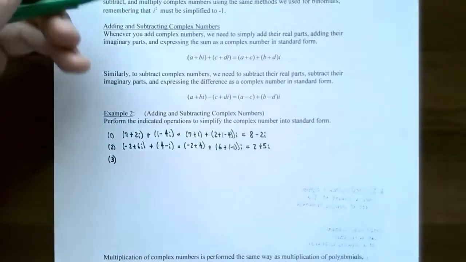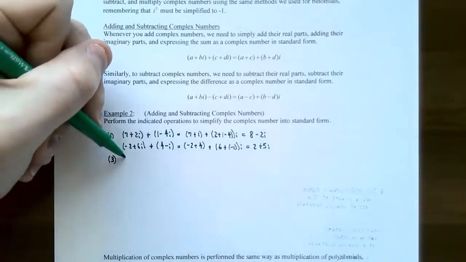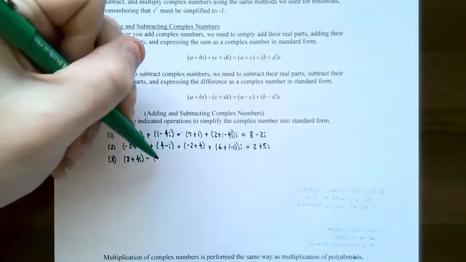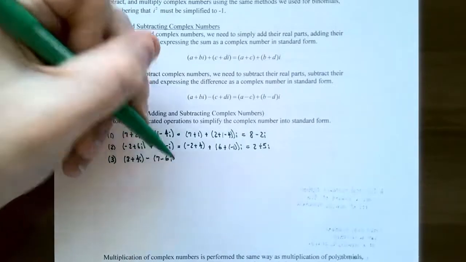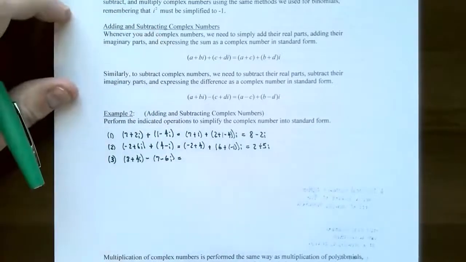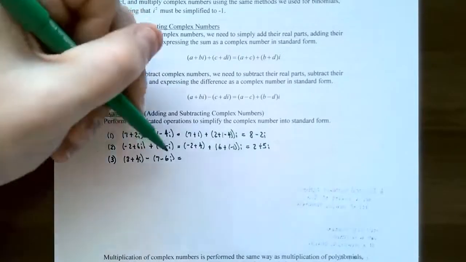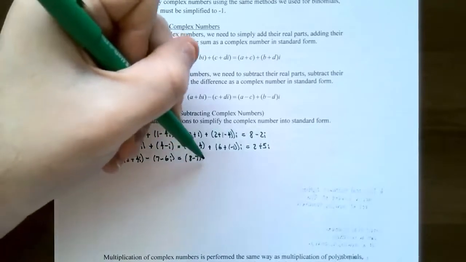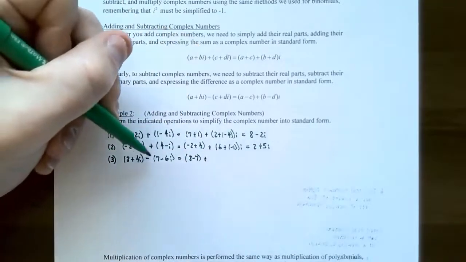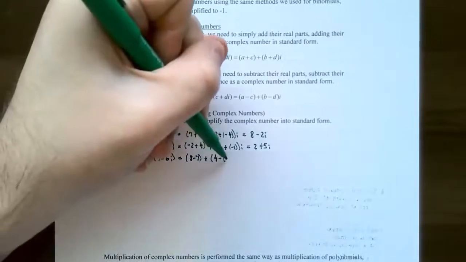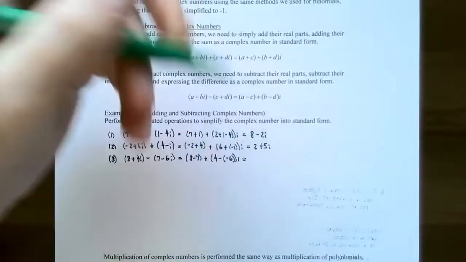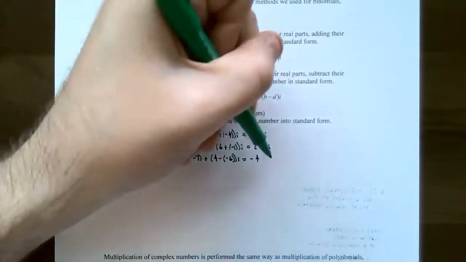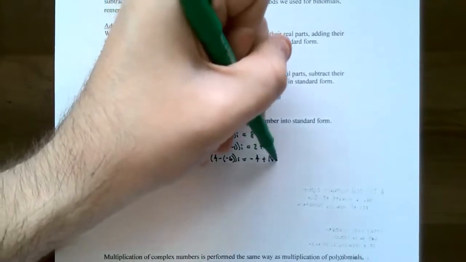Number 3, let's do some subtraction now. So 3 plus 4i subtract 7 subtract 6i. So like I said before, be very careful with your negative signs because you're subtracting a binomial. So you have 3 subtract 7 for the real part plus 4 subtract negative 6, and that's the imaginary part. So 3 subtract 7 is negative 4. 4 subtract negative 6 is really 4 plus 6, or 10. So negative 4 plus 10i.